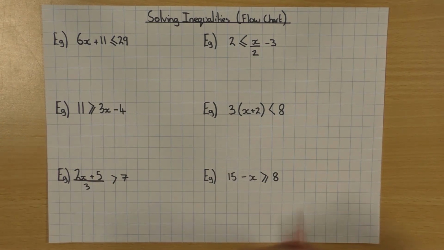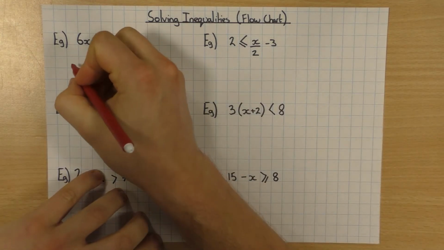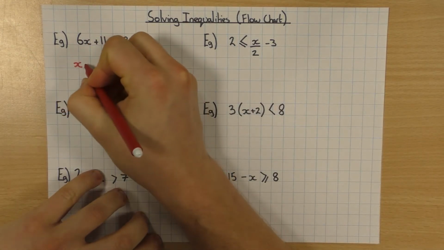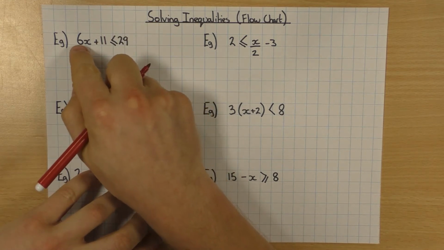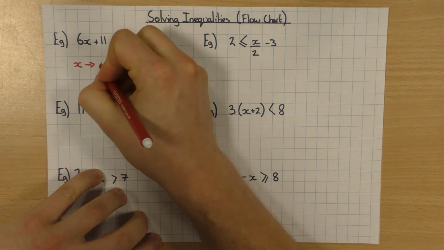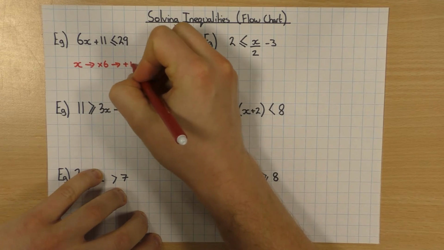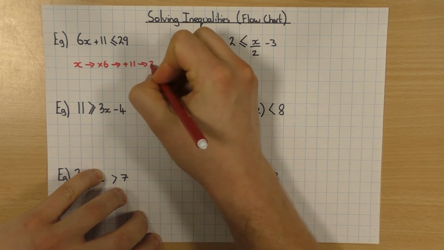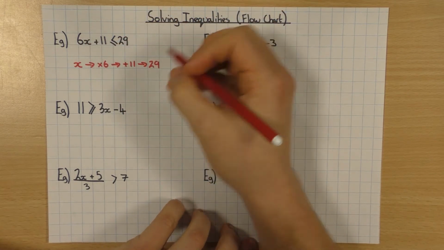So like I said, I'm going to use the flowchart to do this. I'm going to start off with x. And the first thing I do to x is times by 6. So we use BIDMAS for this, so the multiplying definitely comes before the adding. So I'm going to times by 6, then I'm going to add 11, and then I get 29. Okay, so that's the flow chart of what's going on with this one.